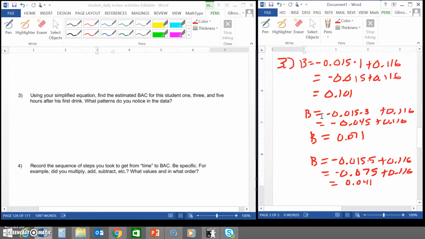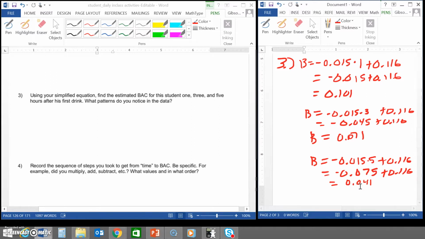Now for our B here, with the 3 hours, it's basically the same setup, except we multiply this by 3, and then we add these two values together, and it gives us 0.071. Then finally we do the 5 hours. Same formula, except we multiply this negative 0.015 times 5. And we add it to this 0.116, and it gives us 0.041.